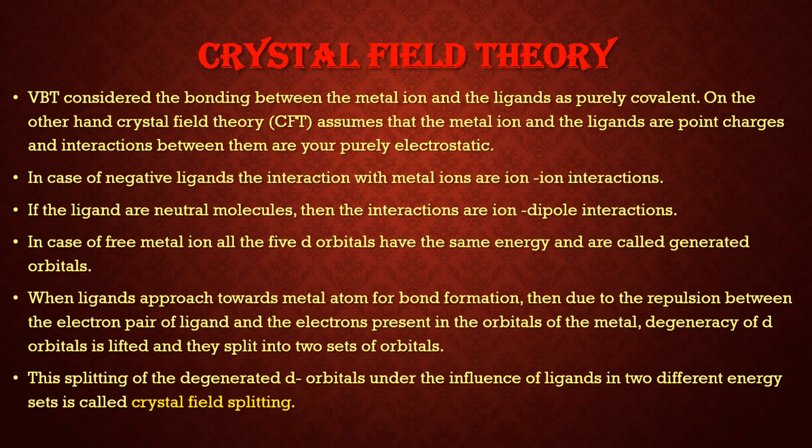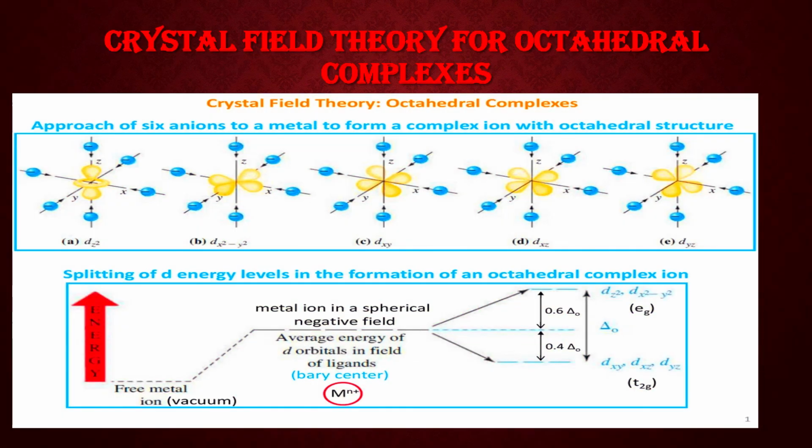Now, when ligands approach the metal atom for bond formation, then due to the repulsion between the electron pair of the ligand and the electrons present in the orbitals of the metal, the degeneracy of the d orbitals is lifted and they split into two sets of orbitals. This splitting of the d orbitals into two sets of orbitals under the influence of ligands is called crystal field splitting. Now I am explaining the crystal field theory for octahedral complexes.